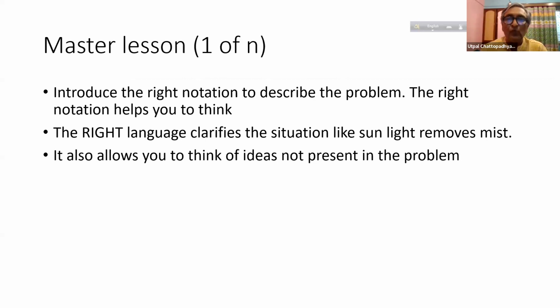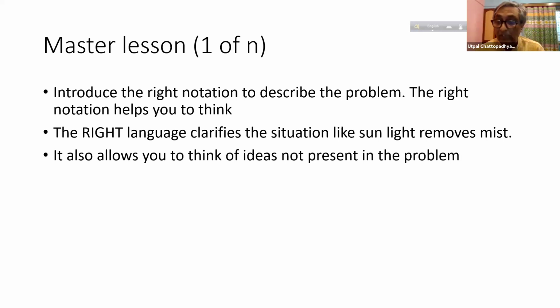So now here is the master lesson 1, which even if it's not clear to you now, see the reason I'm saying this master lesson is because I'm kind of tickled by the fact that I'm doing a master class. So I thought I'll give a master lesson. So master lesson 1 of N, okay, is you introduce the right notation to describe a problem. And the right notation helps you to think. And the right language clarifies the situation like sunlight removes mist. Okay. In fact, this is one of the most important notions of mathematics. You know, people get upset with definitions, they look dry.